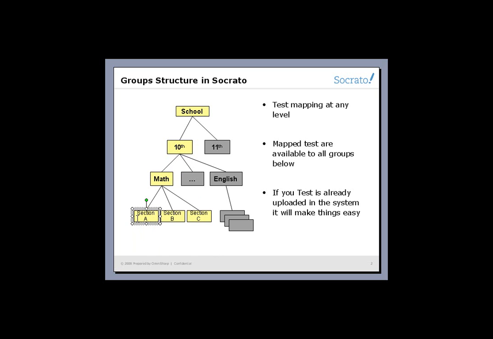The content which is mapped at the lowest possible node remains available only to that particular class. The information does not go in the reverse direction.